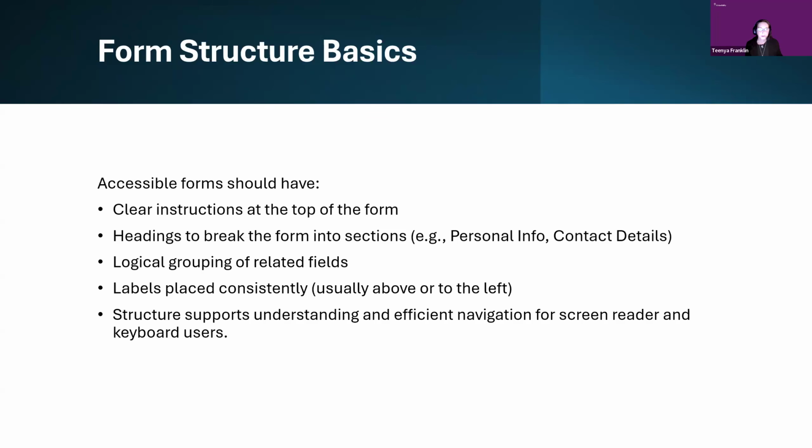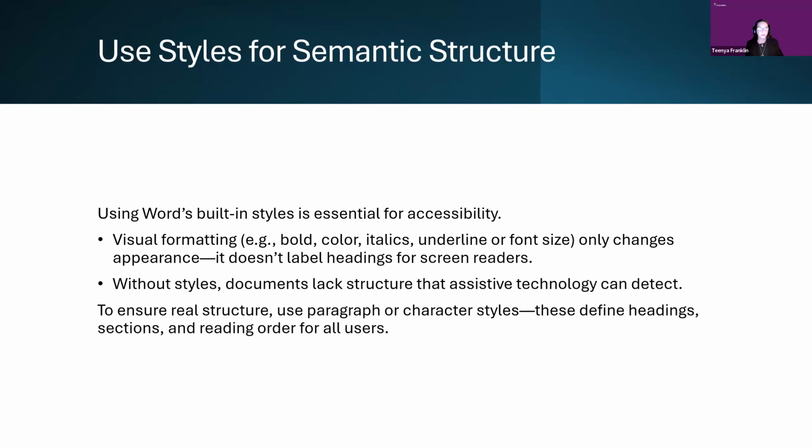Basic form structures. Accessible forms should have clear instructions at the top of the form or along the way, depending on how it's built. Headings that break the form into sections, for example, personal info, contact details. Make sure your related fields have a logical grouping and your labels or your text is placed consistently to the left or above, however your form is designed. It helps the structure support understanding and efficient navigation for not only screen reader, but keyboard users also.